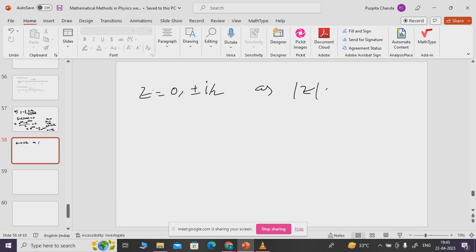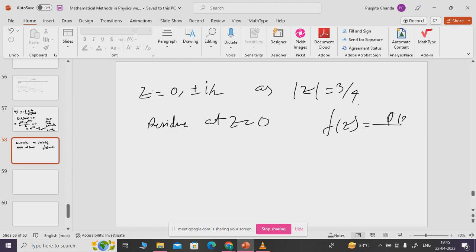So we need to calculate the residue at z is equal to 0. There is another rule. They are all simple poles, not third order or second order poles. So f of z is phi of z by psi of z, where phi of z is not equal to 0 at a.